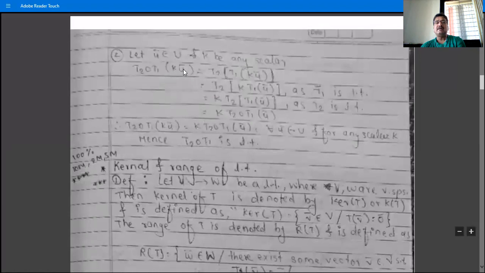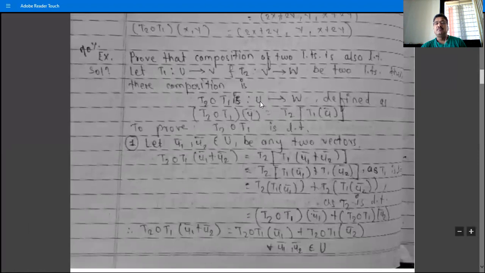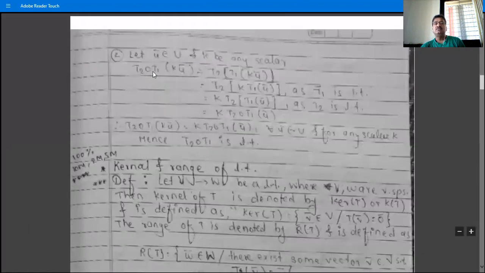Now take ū belonging to U, and k be any scalar. Then (T2∘T1)(kū) is T2(T1(kū)) by using the definition. And T1(kū) is kT1(ū), as T1 is a linear transformation, by the second property of linear transformation.